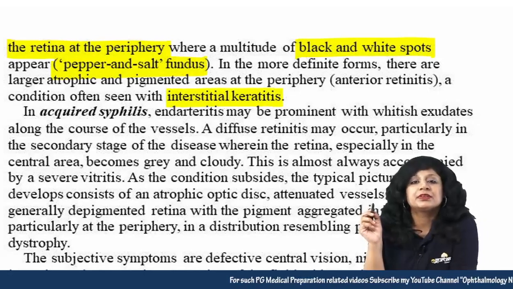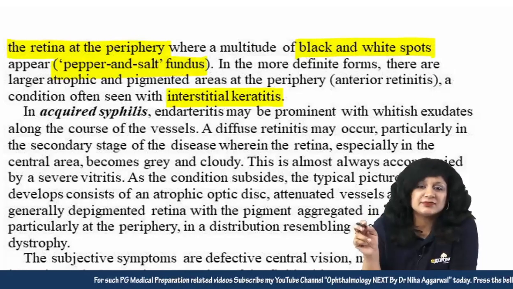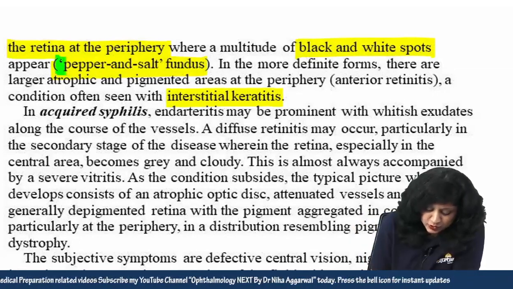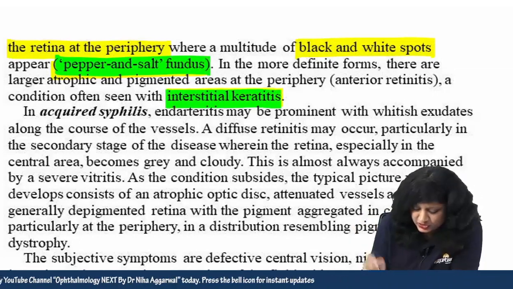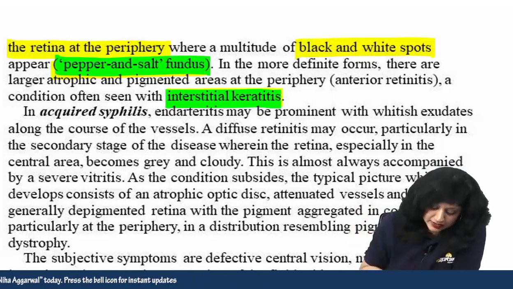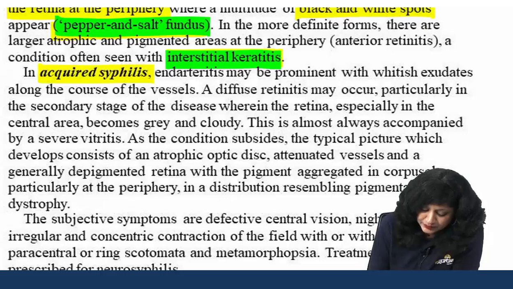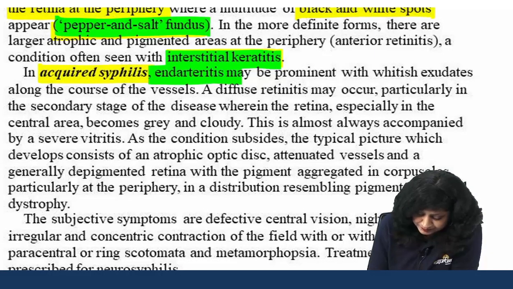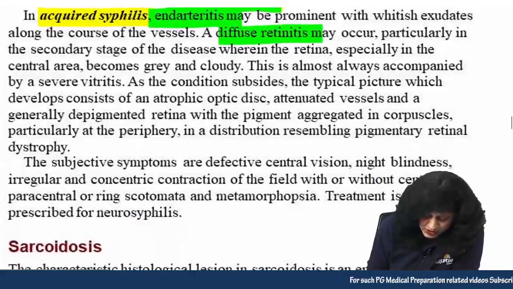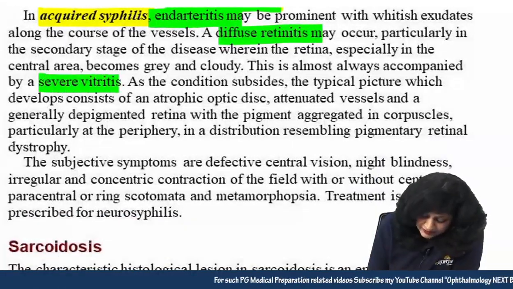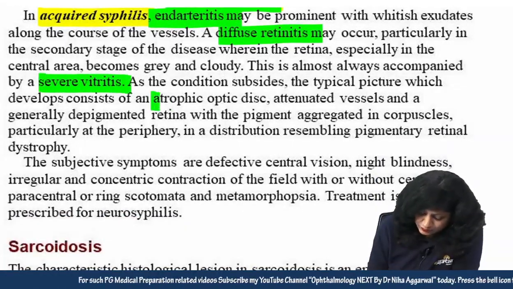So with respect to congenital syphilis, I will say remember two things. One is your salt and pepper retinitis, another is your interstitial keratitis. Both are important. Now we come to the acquired one. In acquired syphilis, we have endarteritis, that is prominent. Then we have diffuse retinitis, particularly in the secondary stage. Then we also have severe vitritis. Then we also have atrophic optic disc.